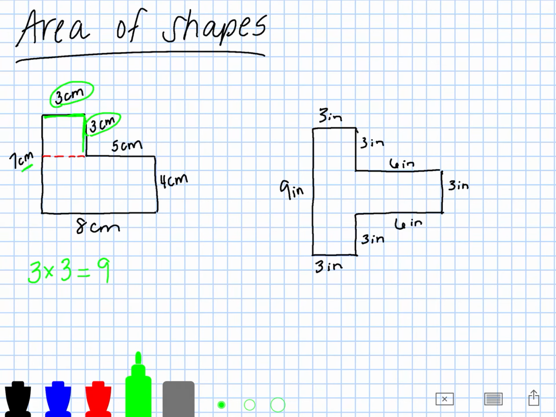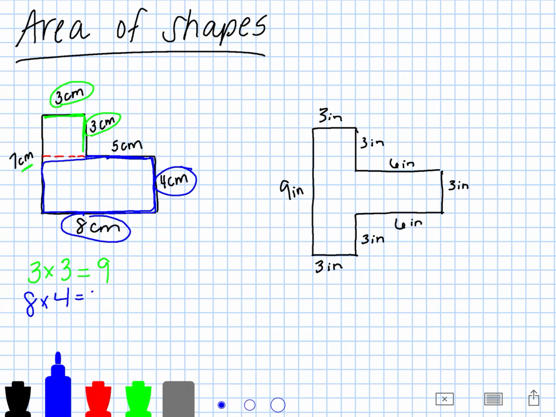Okay. Then I'm going to look at this rectangle, right? I don't need to pay attention to that 7 because it's the whole side. And this 5 is only right here. That doesn't give me my whole rectangle. So I need this and this. So 8 times 4. And 8 times 4 is 32.